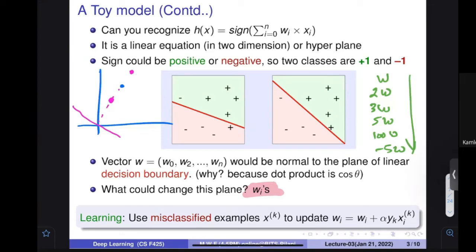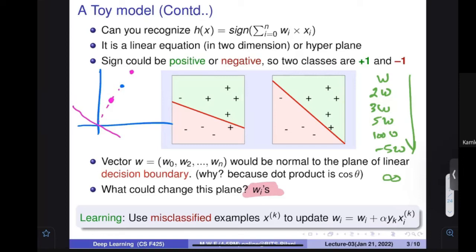So can I ask this: how many W's are there which are actually correct, going to give you the correct classification? There are infinite such W's. But ultimately we want only one. So how can we say that I want to get one?